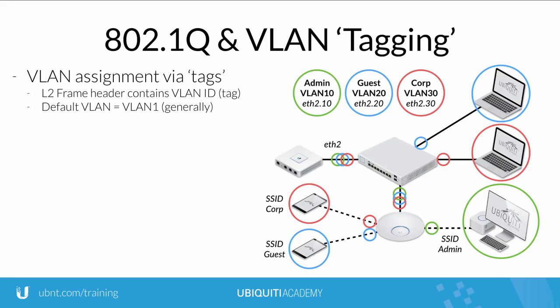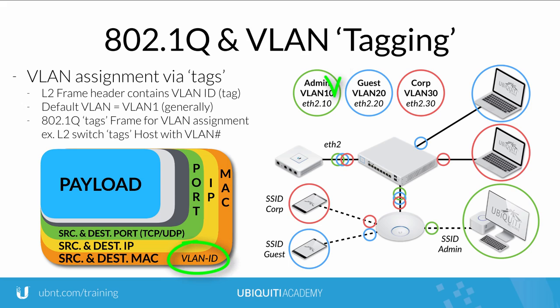However, today's Layer 2 network devices all support 802.1Q for traffic tagging, where host packets receive VLAN assignment. Because host traffic in VLAN 10, 20, and 30 is tagged with their respective VLAN IDs, VLAN hosts can only broadcast to other hosts within their virtual LAN and not to hosts in other VLANs.